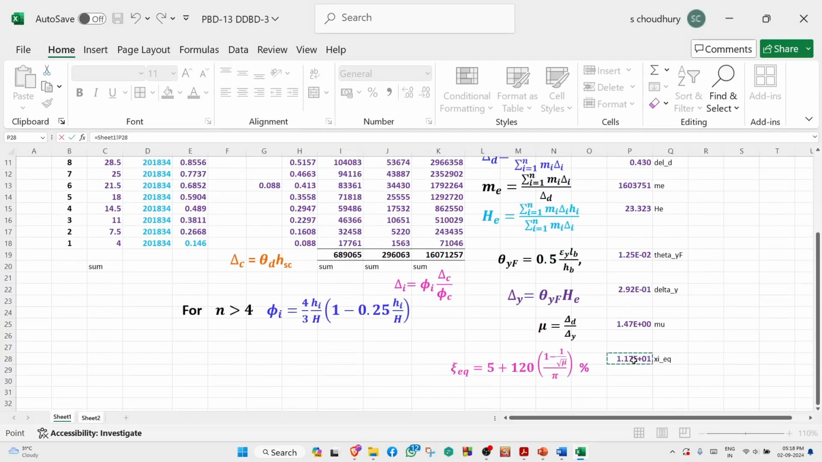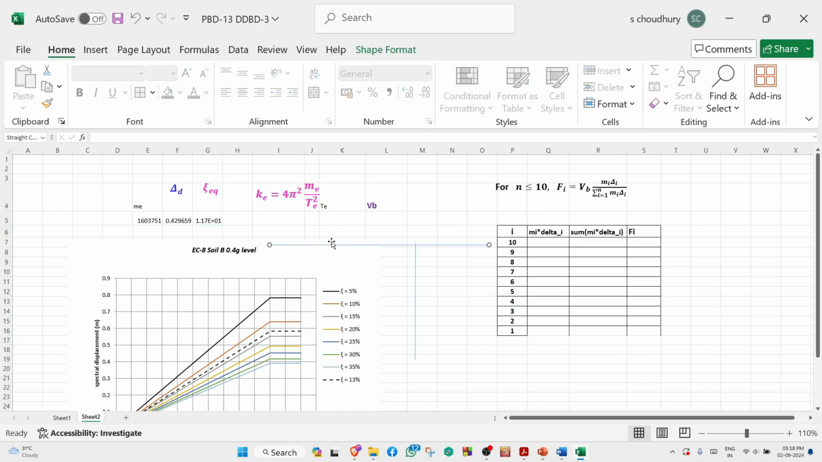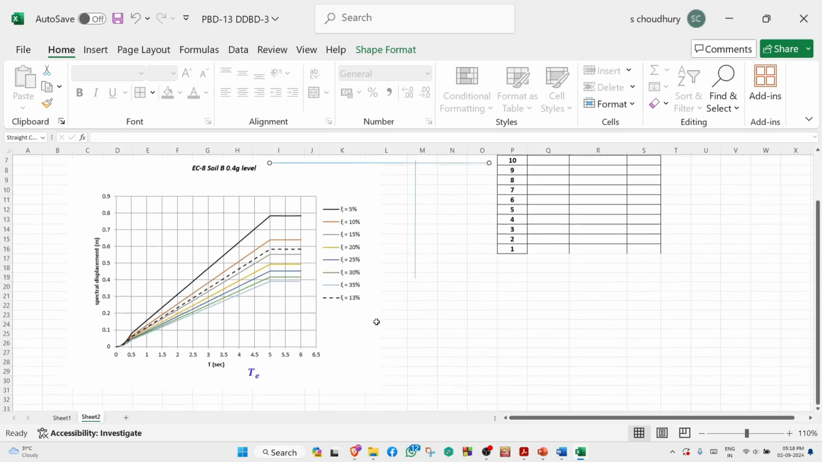J equivalent calculated this. Then the rest of the calculation needs to be done here. So you calculate the value of Ke. Ke equal to 4 pi square Me divided by T square. T we do not know till now. So we have to calculate T corresponding to the displacement spectra.